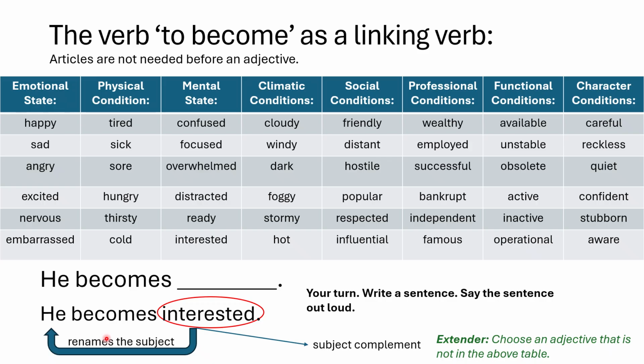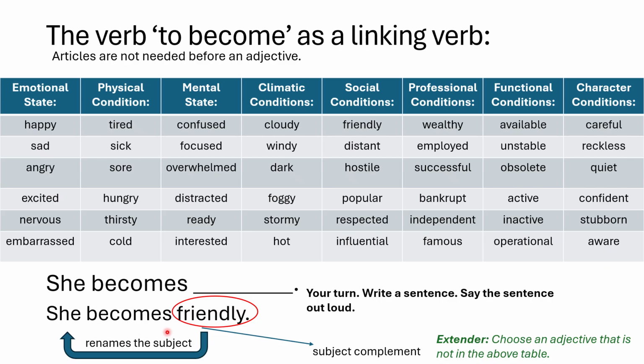He becomes interested. Interested, the subject complement or predicate adjective, renames he, giving information about what the subject's mental state is becoming. Now it is your turn. Write a sentence. He becomes. Choose a state or condition. Say the sentence out loud.